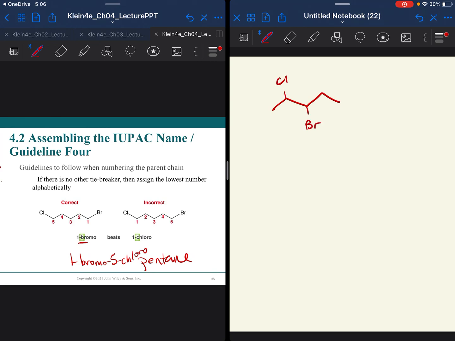If you have this scenario, your parent is pentane. You have to number it from the left because 2, 3 is better than 3, 4, right? The number is more important than the alphabet. So even though bromine comes before chlorine in the alphabet, the numbering is the most important. However, when I write it down, I'm still going to write the bromo down first. So that one would be 3-bromo-2-chloropentane.